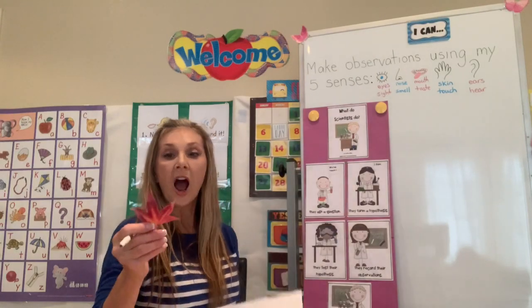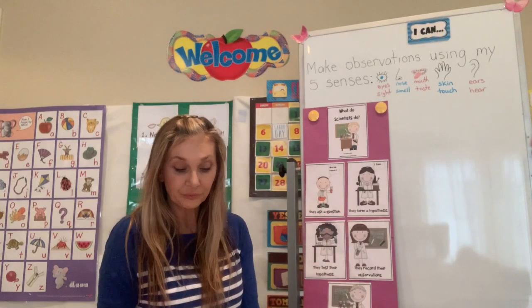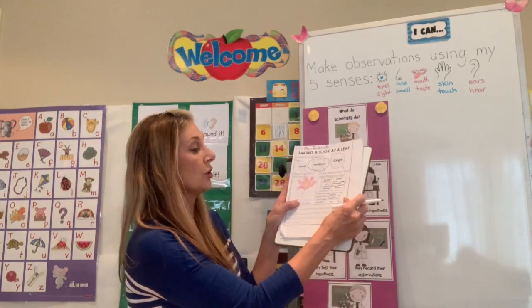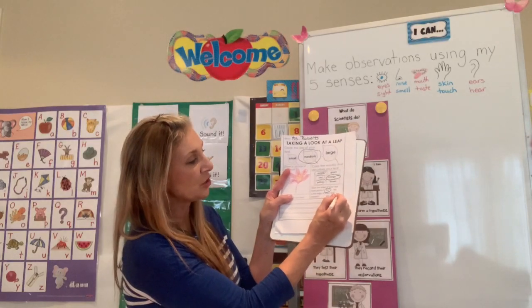It says, is the edge of your leaf smooth? Oh, remember, I told you it's not. It's got little tiny jagged edges. So I'm going to circle no. And remember, we learned about the letter N. So I'm going to circle the no.